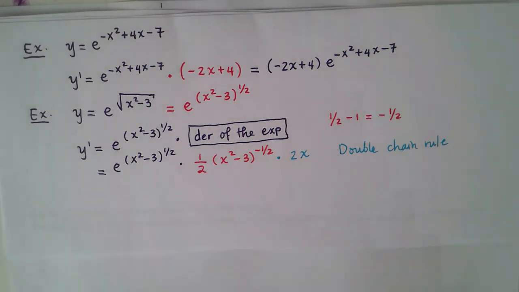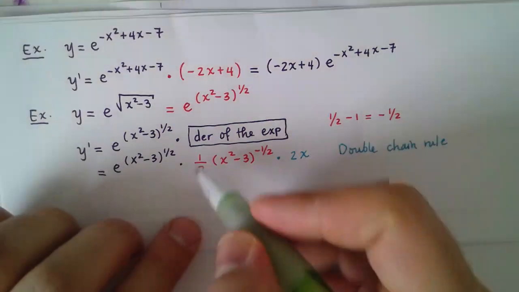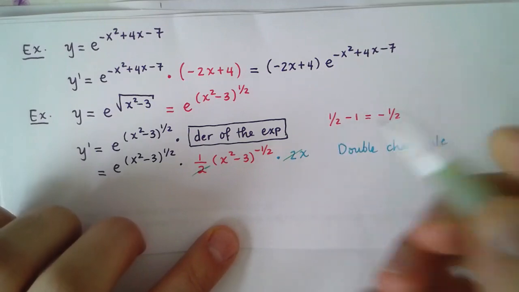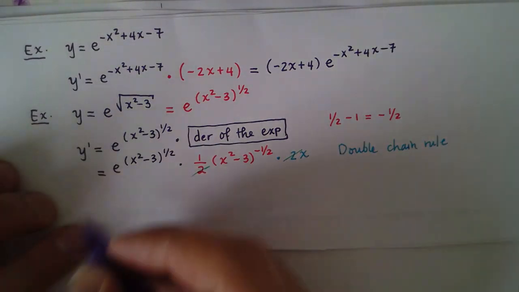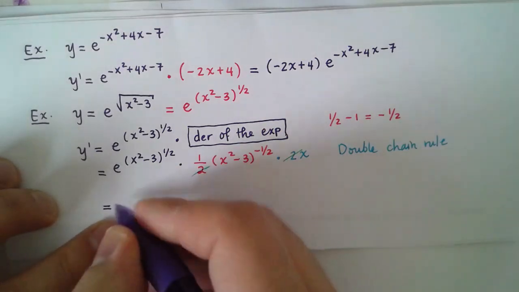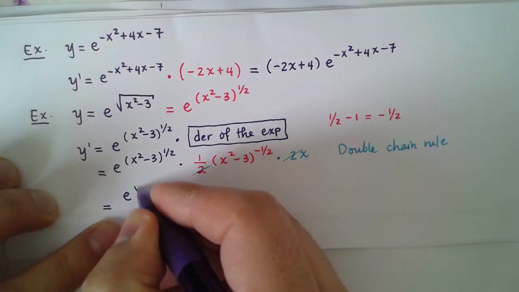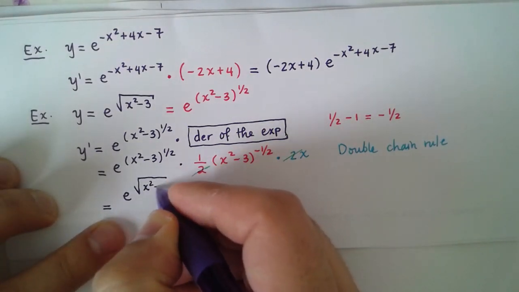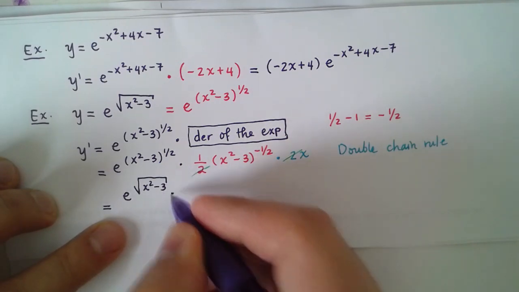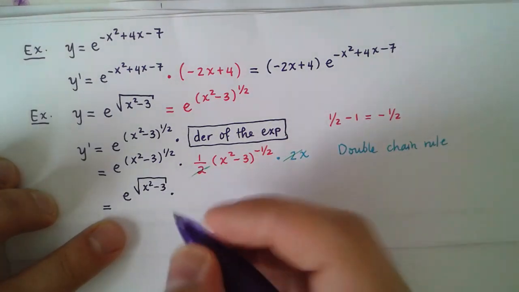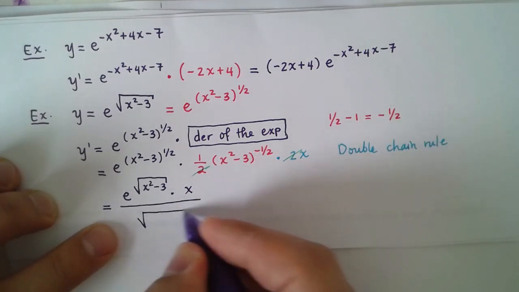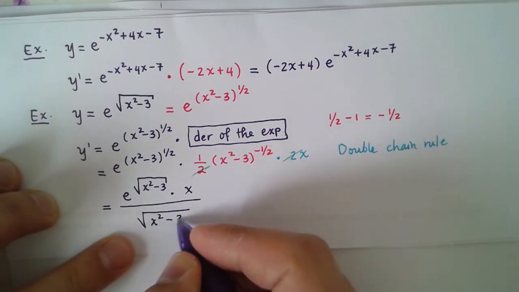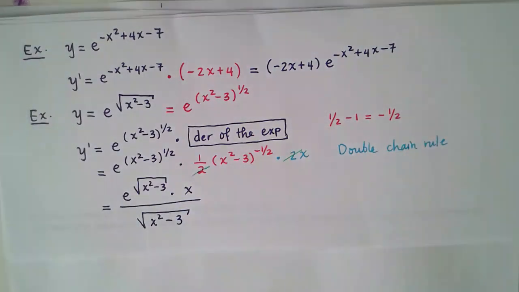And you see, you can simplify this. The 2 and the 1 over 2 will cancel, and a negative exponent means you can write it in the denominator. So this is going to be e to the power square root of x squared minus 3 times x divided by square root of x squared minus 3. This is how you simplify that further.